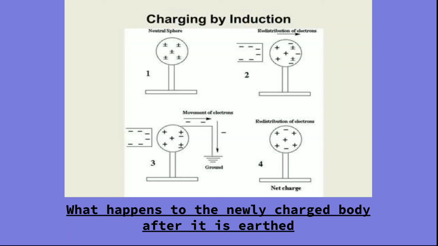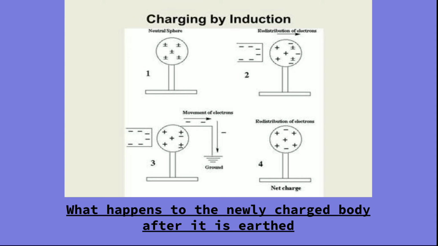Next is charging by induction. What happens to the newly charged body after it is earthed? This is what happens. The charged body is the negatively charged body. This is the neutral body, which has positive and negative charge. The neutral body becomes positively charged at the end.